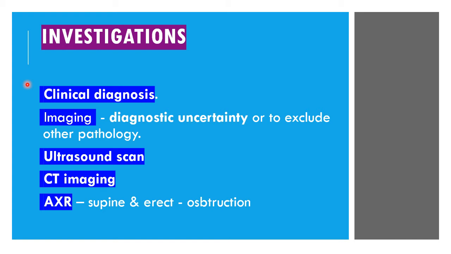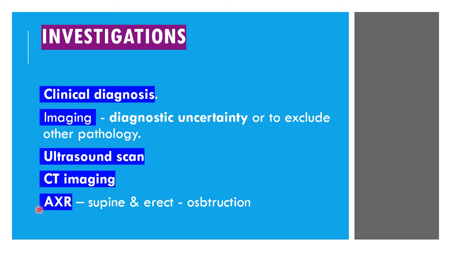This is necessary in patients where the diagnosis is uncertain, or you need to exclude some other pathology, such as a testicular mass in a patient with an inguinal scrotal mass. Apart from ultrasound, sometimes you may need a CT scan as well, but this is rare. Rarely do you need a CT scan to diagnose a patient with inguinal hernia.